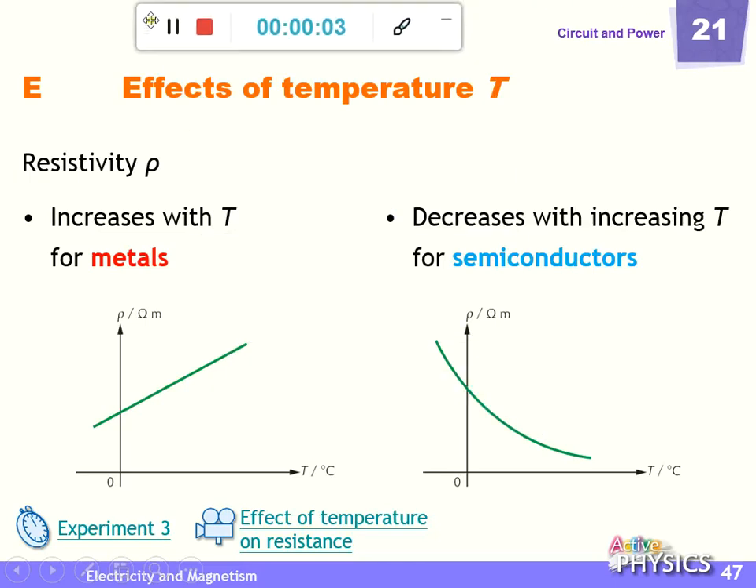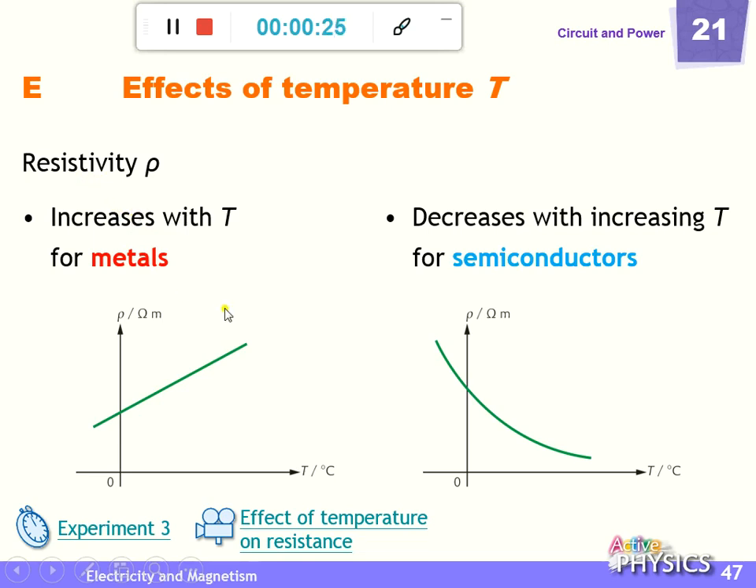Part E, effects of temperature T. In the last part, we know that the length, the cross-sectional area A, and the resistivity will affect the resistance of it. Actually, the temperature will also affect it, but it depends on the materials. This one will be related to the resistivity.